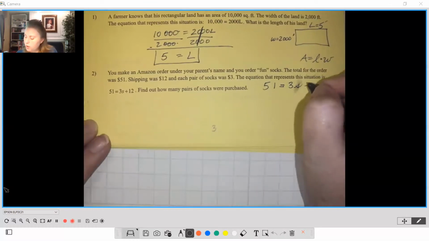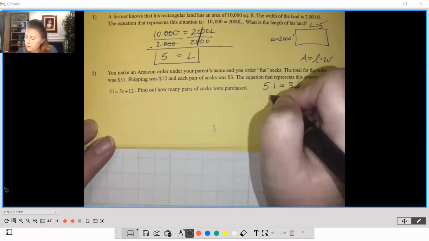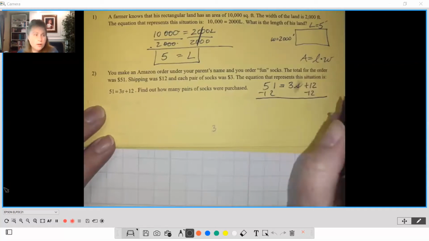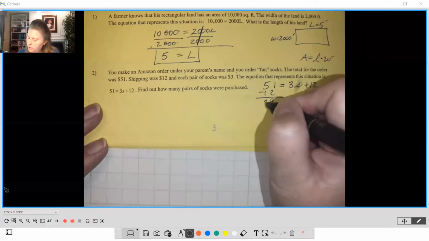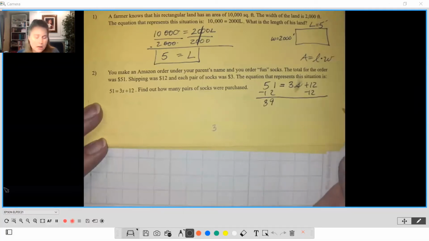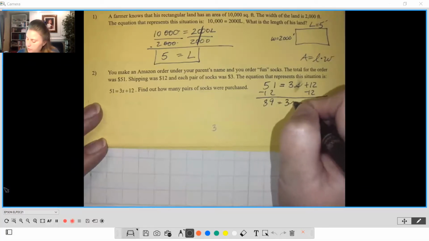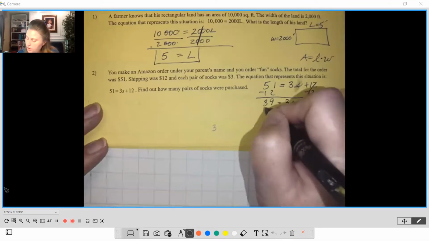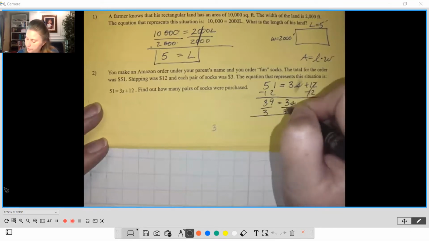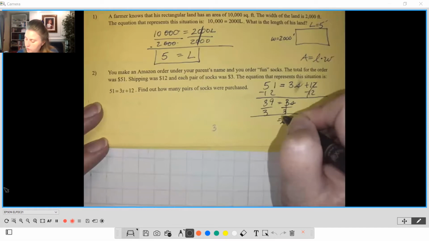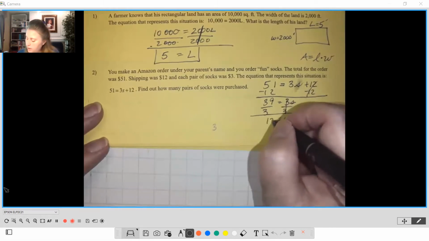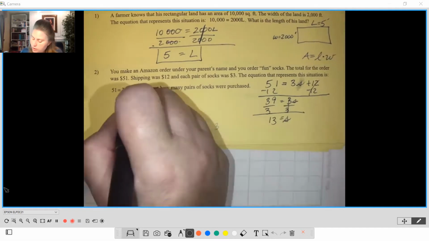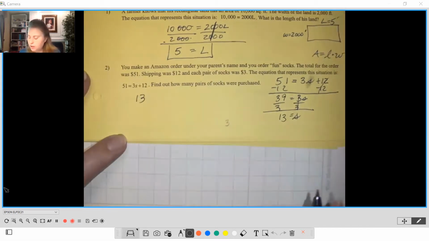Okay, then we add 12 to each side. Okay, and then 51 minus 12 is 39. Okay, divide each side by, this slashes out, divide each side by 3. Okay, 39 divided by 3, so we get 13 pairs of socks. Okay, so 13 pairs of socks were purchased.